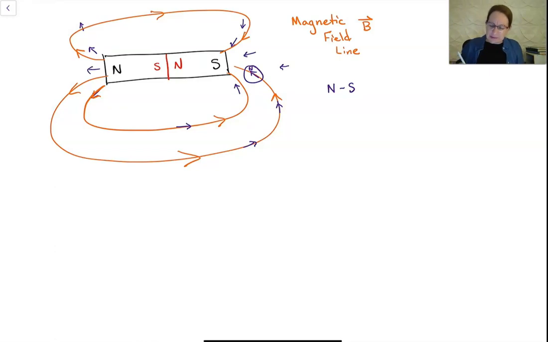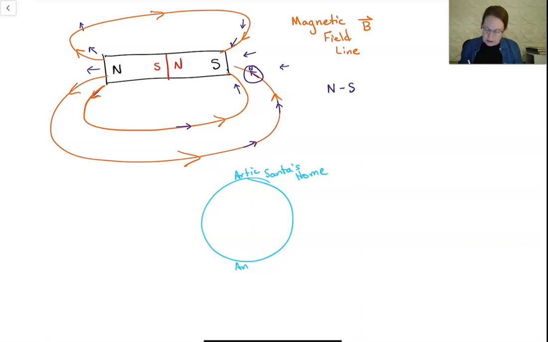Something to point out is that if we look at the Earth, and this is the Arctic, where Santa Claus lives, Santa's home, up here, and then we have Antarctica down here. When we take our compass, notice that our compass points this way. That's north and south. So we can think of inside the Earth as there being a big pole. It's actually not a big magnet. It's moving charges that do it.